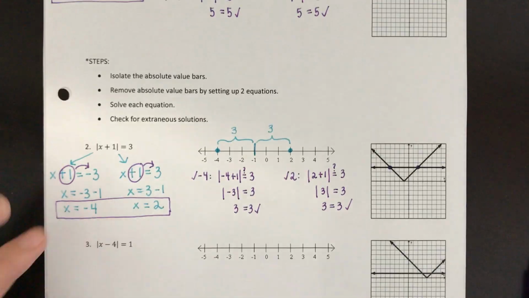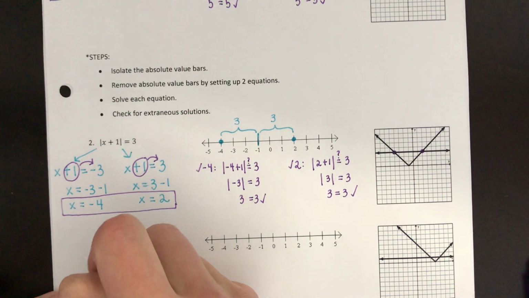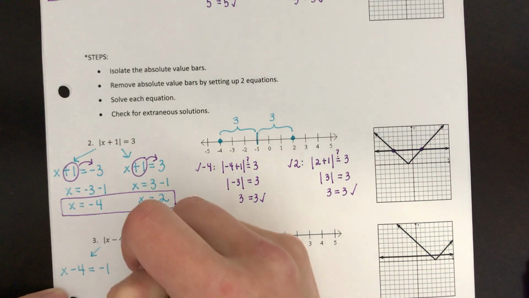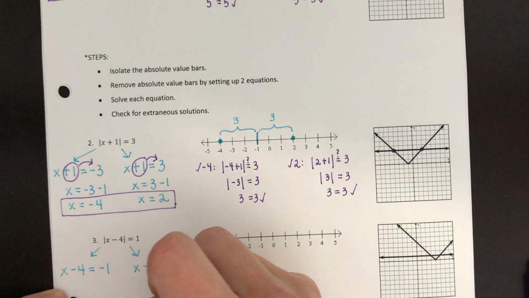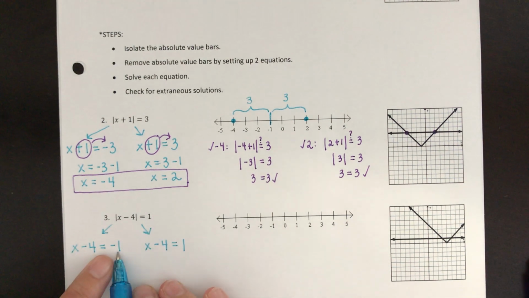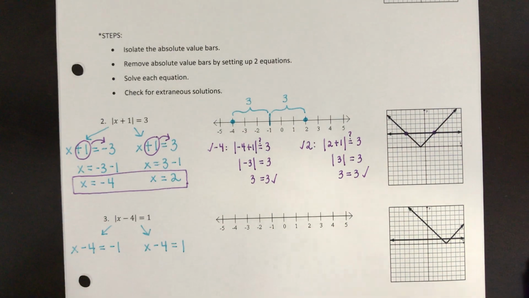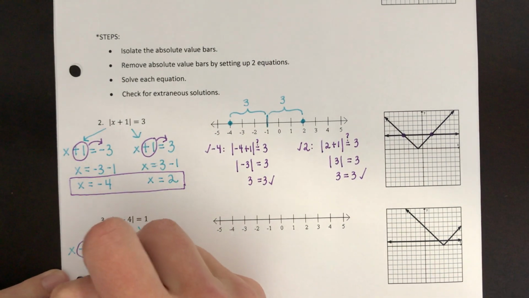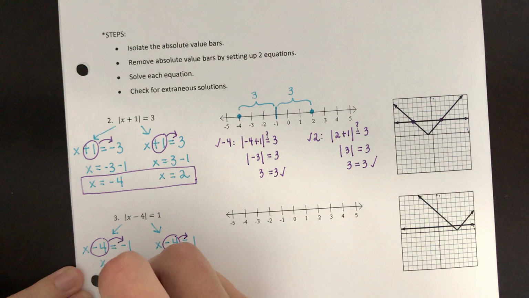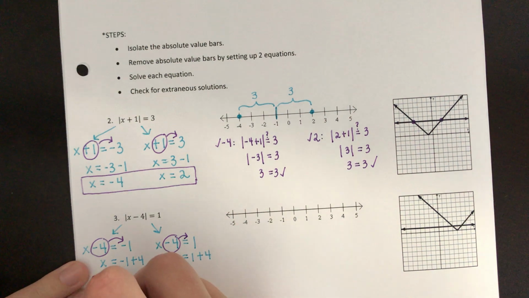So let's see if that holds true on number 3 here. On number 3, again, we have absolute value bars isolated. So we're going to remove the bars by setting up two equations, one negative equation and one positive equation. What I mean by that is the constant value out here is negative in this equation and positive in this equation, and always what's inside here stays the same. Always, always, always. Then I'm going to move over this minus 4 in both equations to solve for x. So x equals negative 1 plus 4, and here on this one, x equals 1 plus 4. So x equals 3.